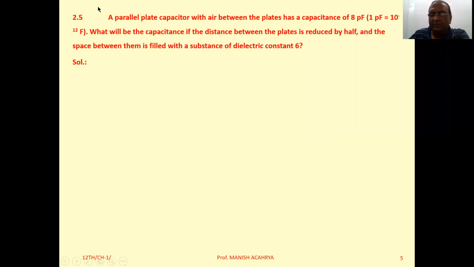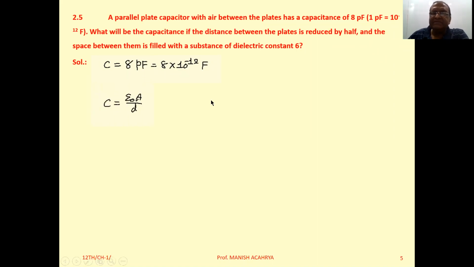Example 2.5. A parallel plate capacitor with air between the plates has a capacitance of 8 picofarad. 1 picofarad is 10 raised to minus 12 farad. What will be the capacitance if the distance between the plates is reduced by half and the space between them is filled with a substance of dielectric constant 6? Now see, the capacitance of the capacitor that is given to you is 8 picofarad, that is 8 into 10 raised to minus 12 farad.